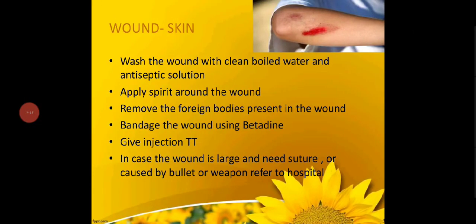Wound: you will wash it with boiled water and antiseptic solution. You will apply spirit around the wound. Remove the foreign body present in the wound. Bandage the wound using betadine. Give injection TT. In case the wound is large and needs suture or is caused by a bullet or weapon, refer to the hospital.